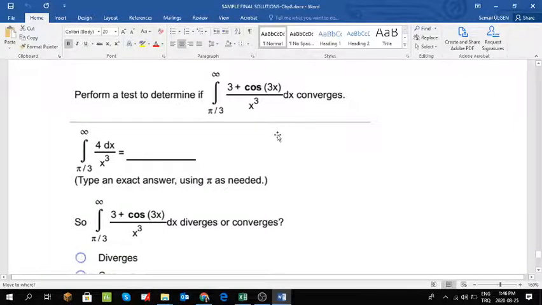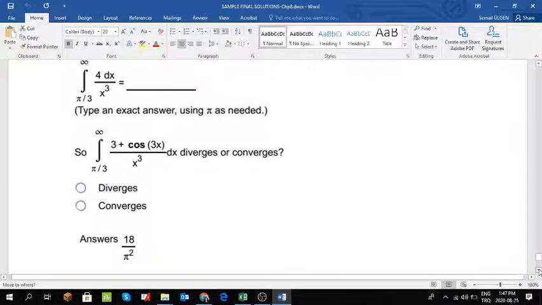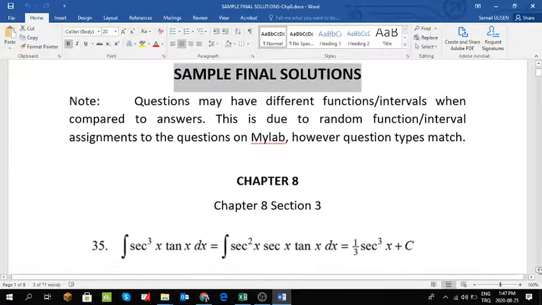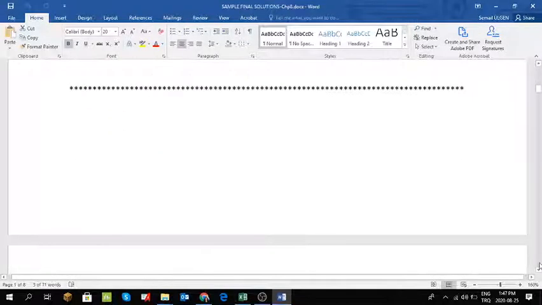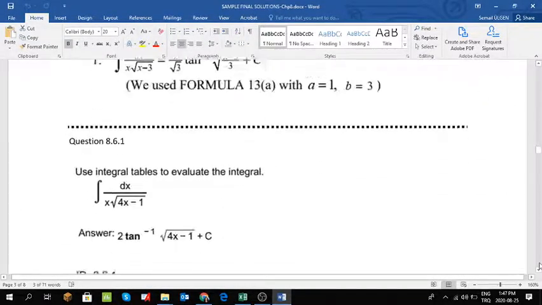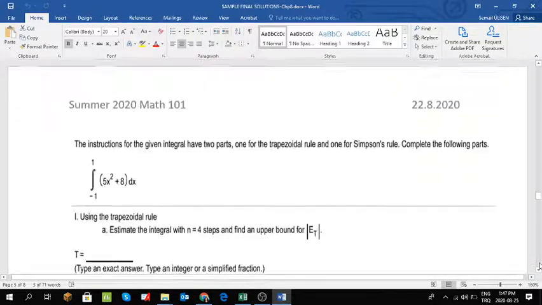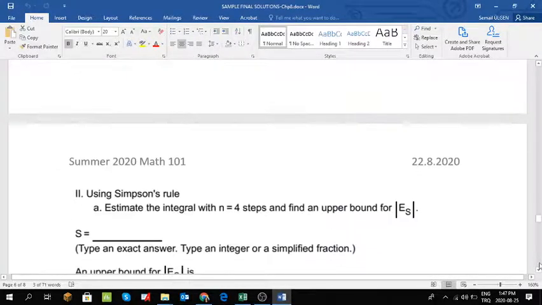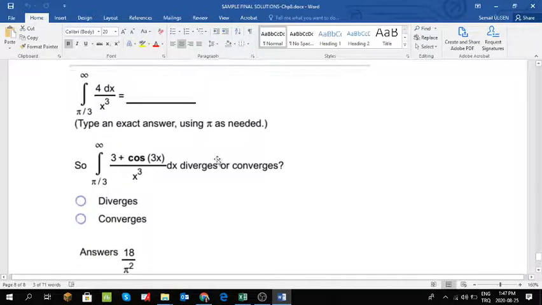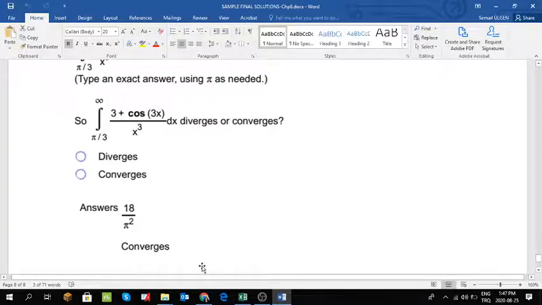And then afterwards you compare this integral with this integral. We are going to show that this integrand is less than this integrand. Then the integrals are going to be ordered as well. Since this integral is convergent, then this integral is convergent too, by comparing the two. Okay, and this is the answer, and it converges.